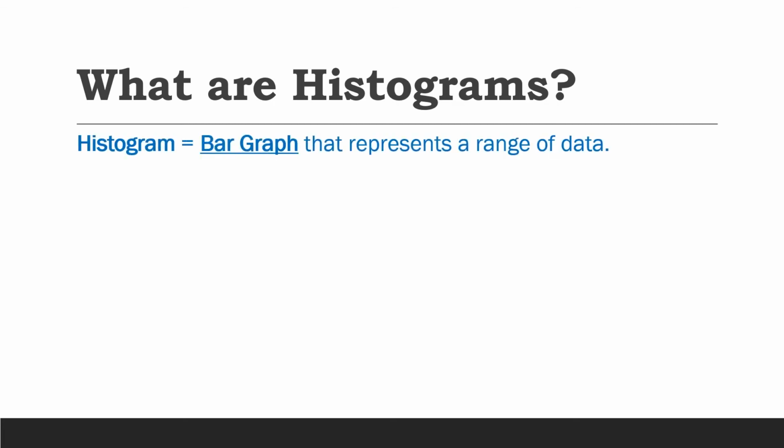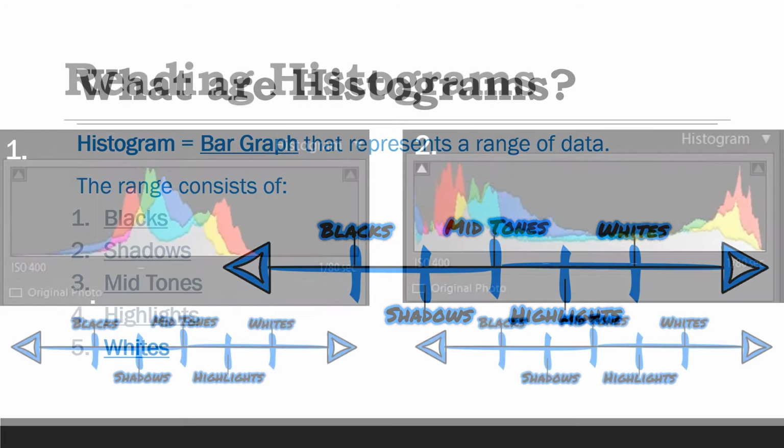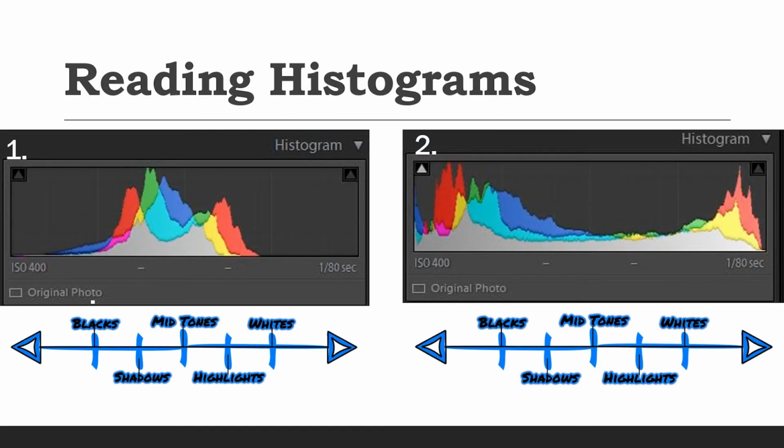Now, histograms are just bar graphs and they represent a specific range of data, and you can use this diagram to help you interpret a histogram. So looking at the diagram, going from left to right, you have blacks, shadows, midtones, highlights, and whites. We're just going to briefly introduce histograms and how to get started reading them, but for now, a general rule to follow is to try to make sure that there is data throughout the entire histogram.